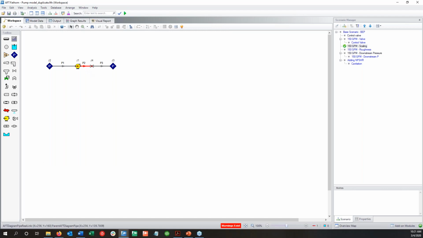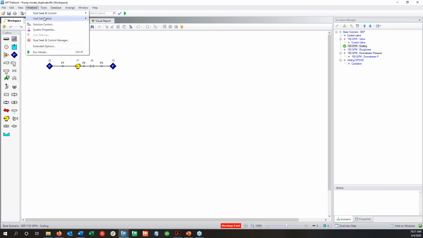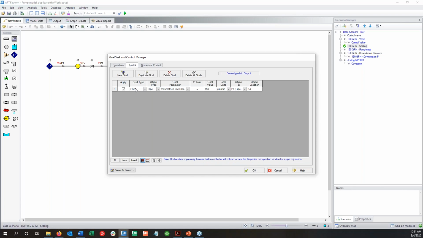And so that can be done by hand, or if you have the goal seeking control module, that's where it can get really convenient, where you can set these pipes, you can change your variable parameter to internal diameter reduction, and you can have it deviate for you until it meets this goal, which in our case is this volumetric flow rate of 150 gallons per minute. So that's one convenience of goal seeking control.